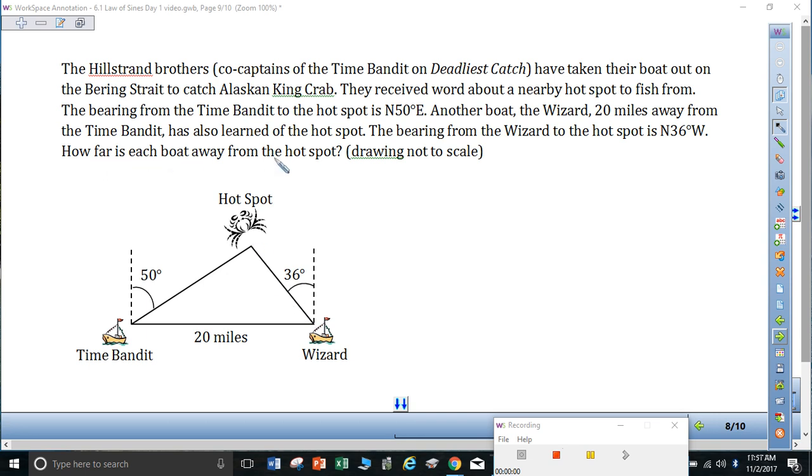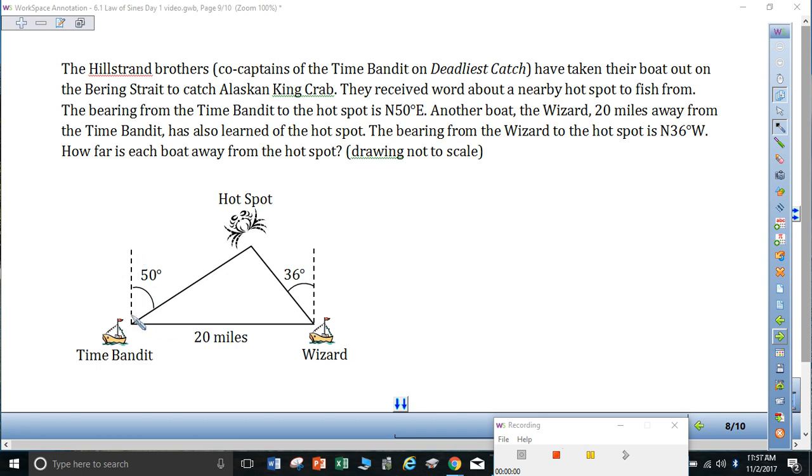How far is each boat away from the hotspot? So we're trying to figure out this distance and that distance. So we can think about using law of sines to help us. Now the thing about bearings is that the way that our drawings are set up, we are given the angle on the outside of our triangle. So we actually need to first start by getting the angles on the inside.